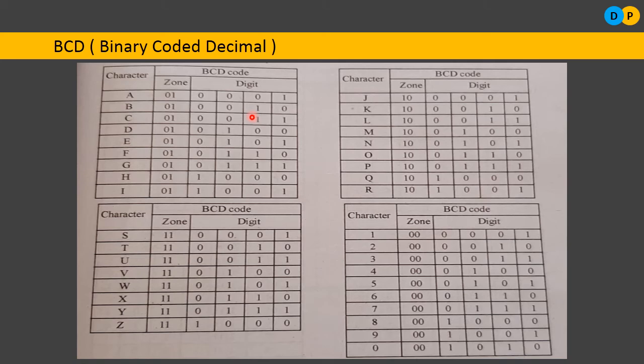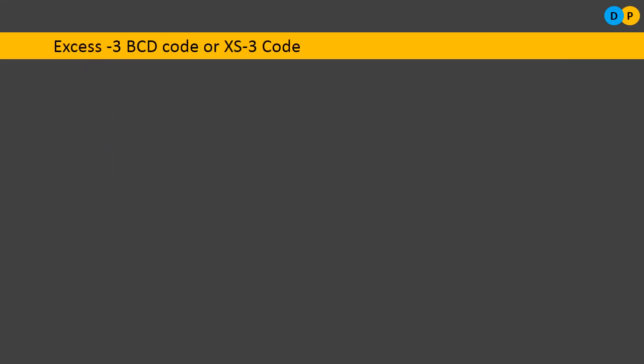So here in the table, from A to Z we have represented different codes, followed by 0 to 9, where we have also represented different codes. This is how we are going to work with the BCD coding system. The next coding system format is the XS3 BCD code, also referred to as the XS3 code system.